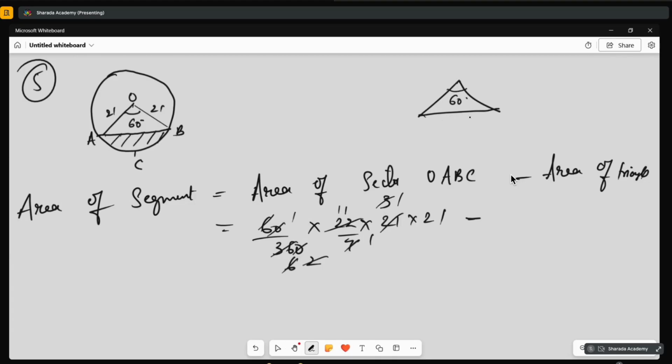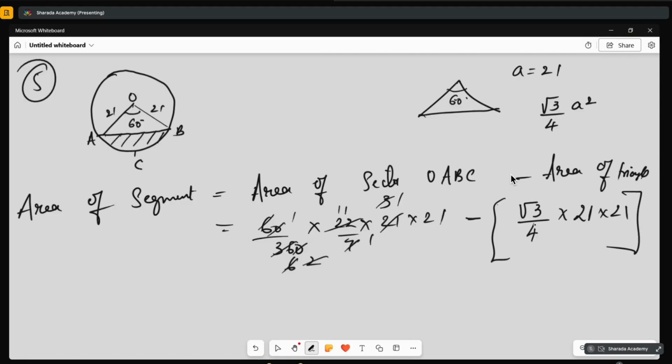Okay. So whenever it is a triangle, be quiet. Now, if the angle is 60 degree, okay, so it is always an equilateral triangle, okay. And radius will be the side, that is 21. So root 3 by 4 into a square. So here root 3 by 4 into 21 into 21. Root 3 is 1.73. Calculate and do. That's all.